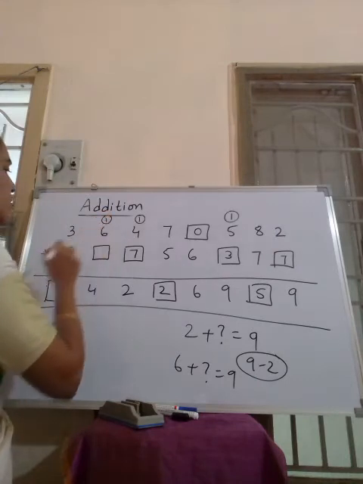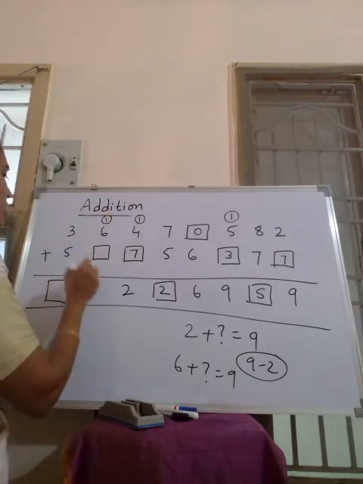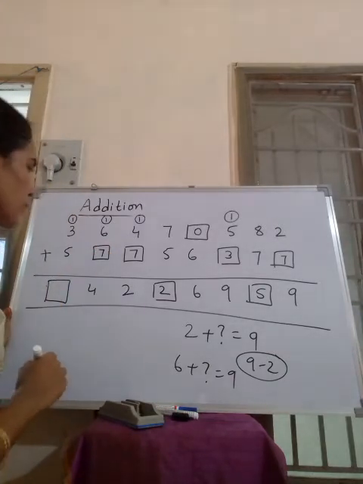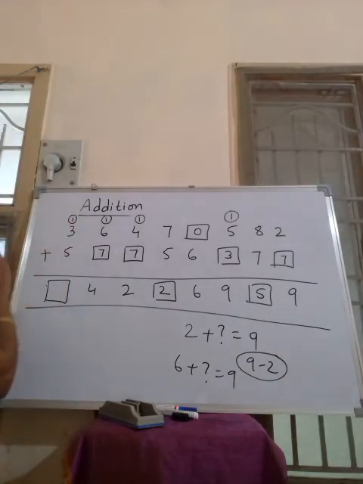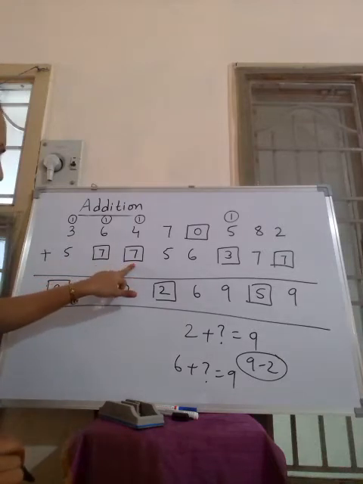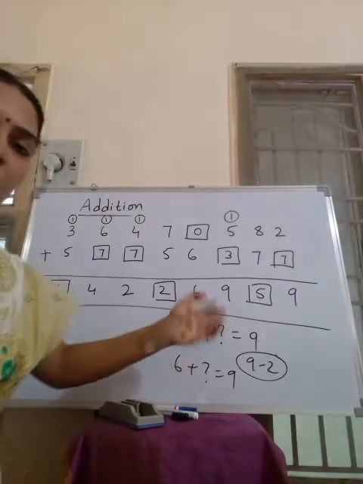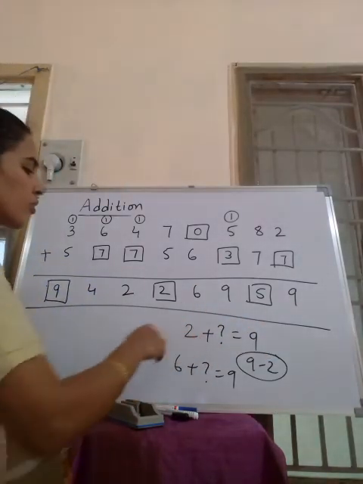Now 1 plus 6, 7. 7 plus what gives 14? 7 plus 7 gives 14. Now 1 plus 3 is 4. 4 plus 5 is 9. This is how we find the missing number. While finding the missing numbers, we use sum minus one addend, which gives the other addend. That is the use of this.